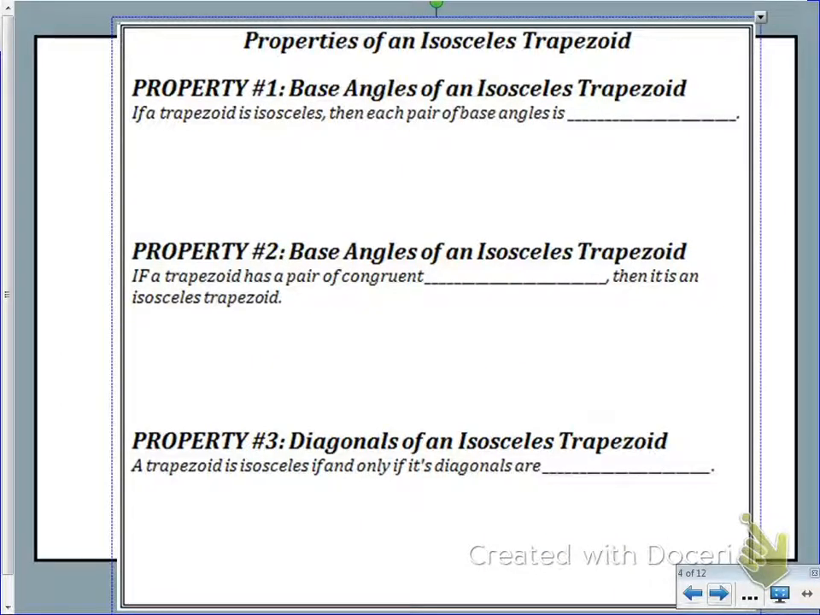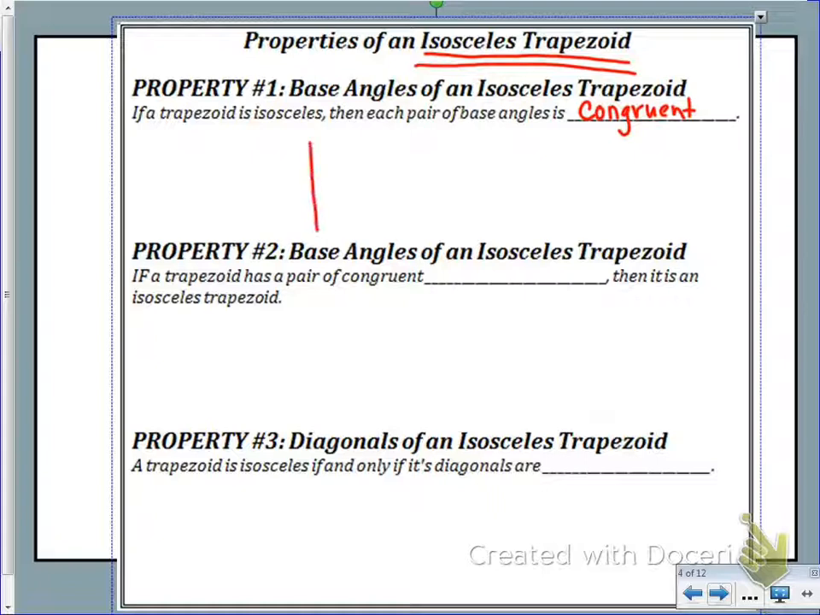Alright, so there's a lot of properties we need to know about an isosceles trapezoid. So this is not about any trapezoid, but specifically isosceles. Property number 1 is the base angles of an isosceles trapezoid property. If a trapezoid is isosceles, then each pair of base angles is congruent. And that's the fact that we were just discussing.